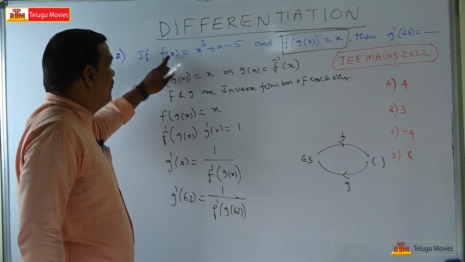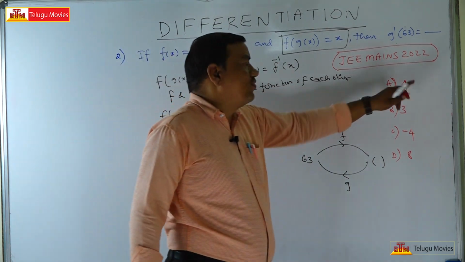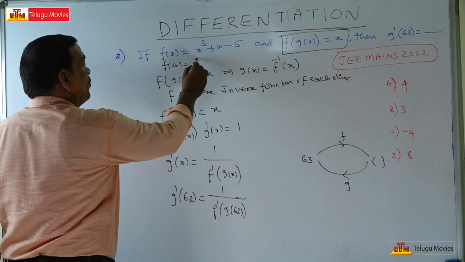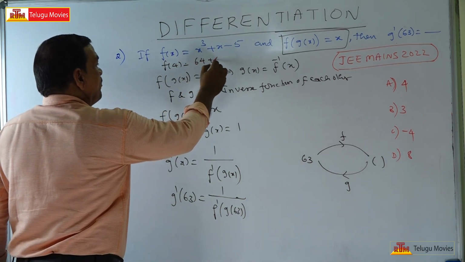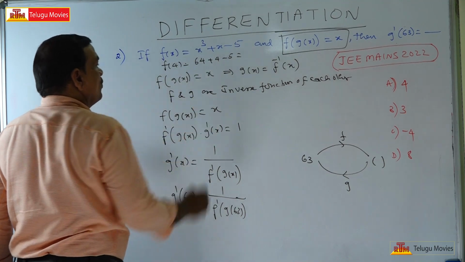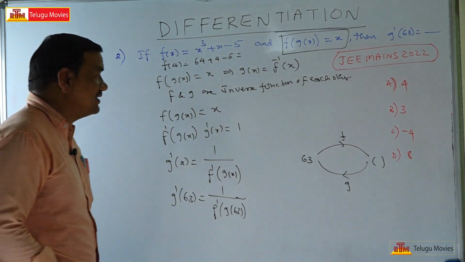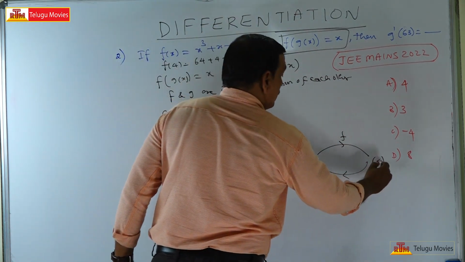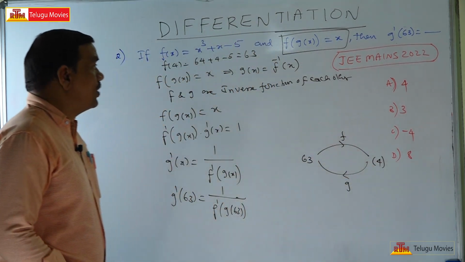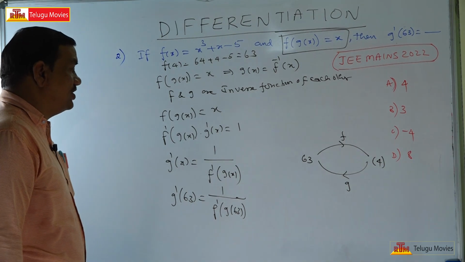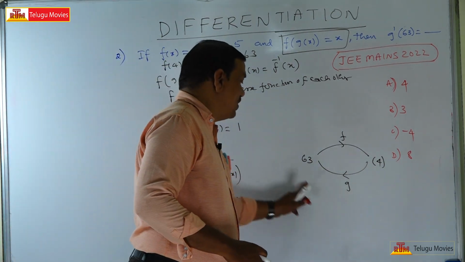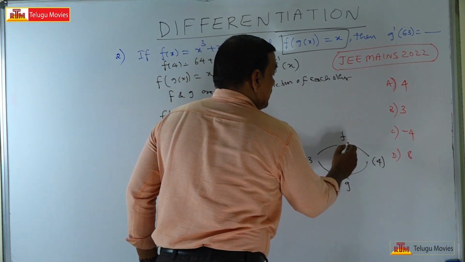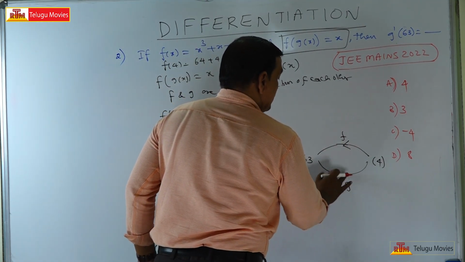See here, f of 4, trial and error. Substitute 4 here. What is f of 4? F of 4 is equal to 4 cube, 64, plus 4 minus 5. So, 64 plus 4, 68, 68 minus 5, 63 will be there. That means here it will be 4. So, f of 4 is equal to 63. Therefore, g of 63 is equal to how much? 4.